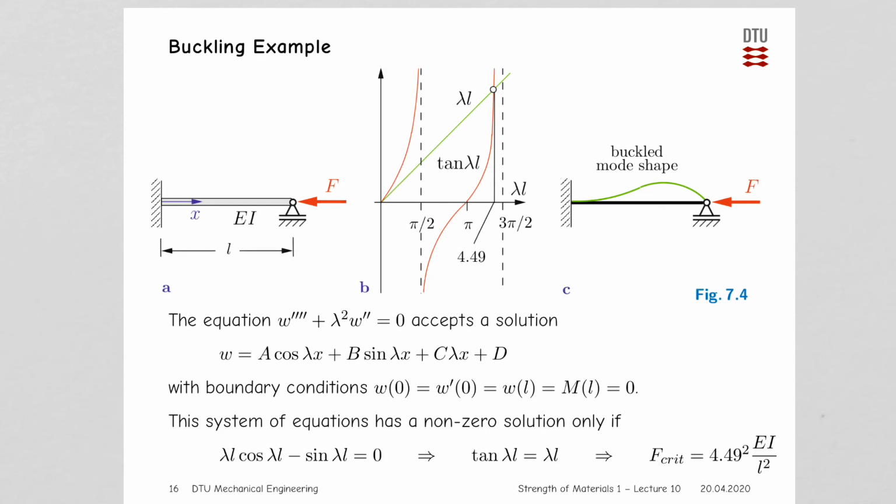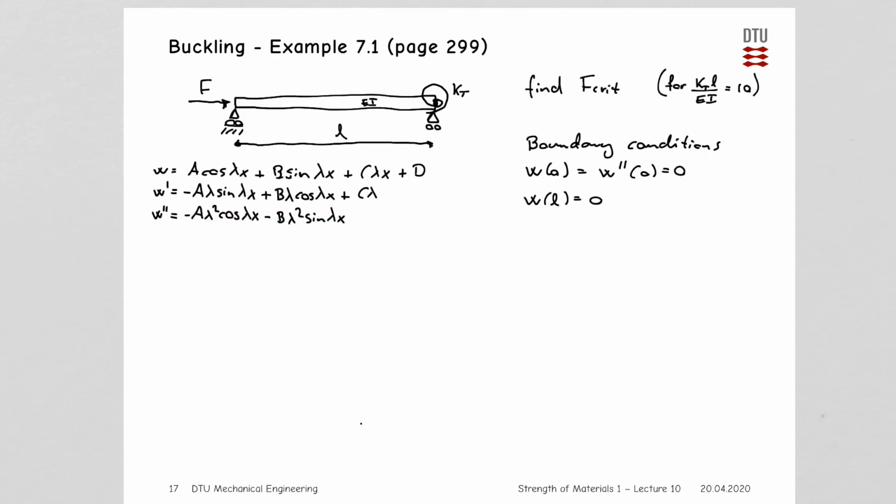Now we will finalize our treatment of buckling with another example, taken from page 299 in the book, example 7.1, and it shows how we apply different boundary conditions than are given in the standard elementary cases, the 4 cases here. Now we have the simply supported beam, but as an added complexity, we have added a moment spring at the right boundary. So how do we treat a problem like this, applying a non-standard boundary condition, and how does it affect the solution for the critical load?